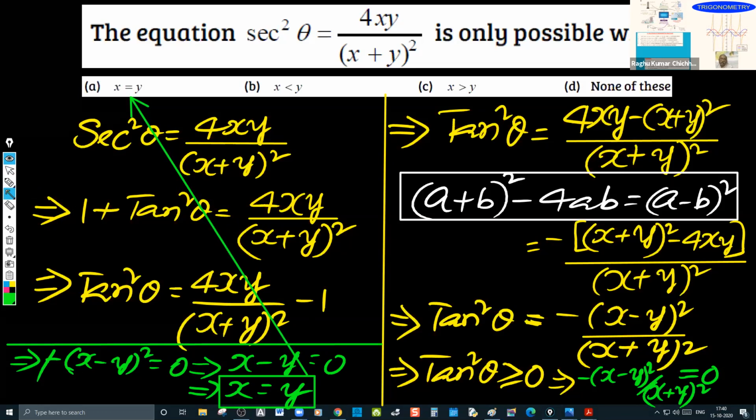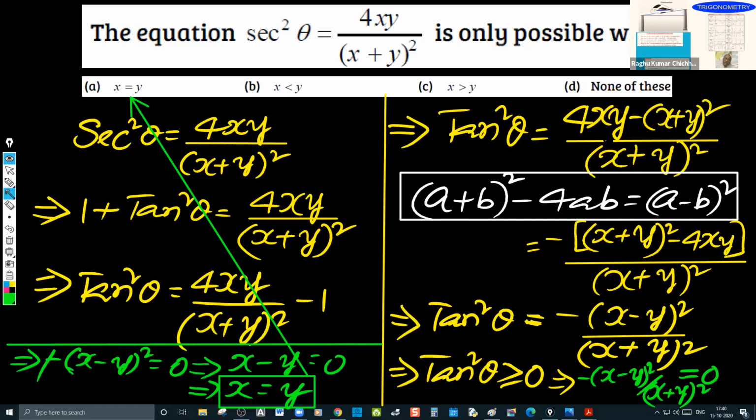Is it clear? Yes, sir. So this is how we started doing this problem, the approach in solving it. Secant square theta is somehow given. We cannot conclude anything from secant square theta. That is why we have taken its alternative. What is the alternative? 1 plus tan square theta. So we wrote tan square theta here. What is tan square theta? 4xy by x plus y whole square minus 1.